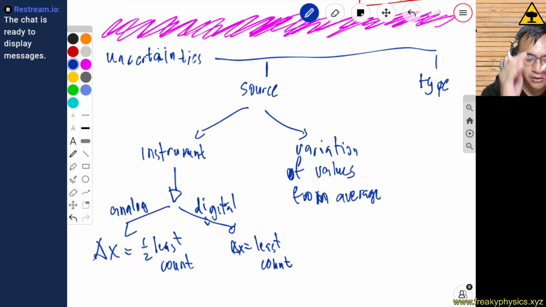Okay, again. So in analog, the uncertainty is half of the least count, and in digital, it's the least count. All right. Now, the second part is variation of values from the average. What do we mean by that? So, for example, you have some values. I'll give you an example straight away here.